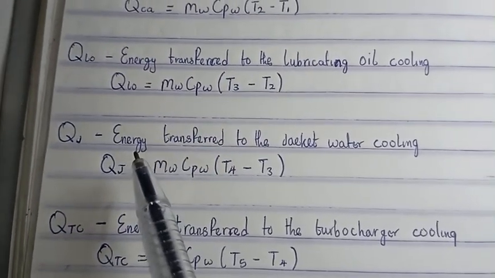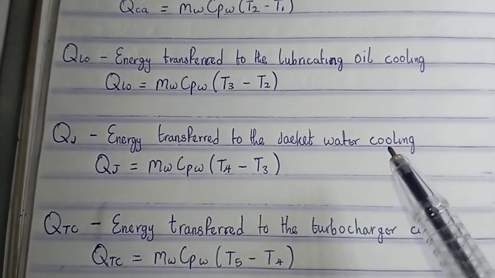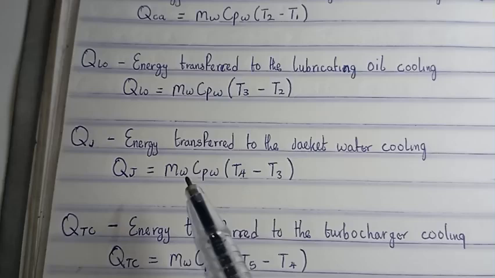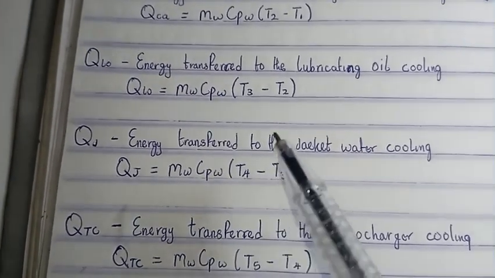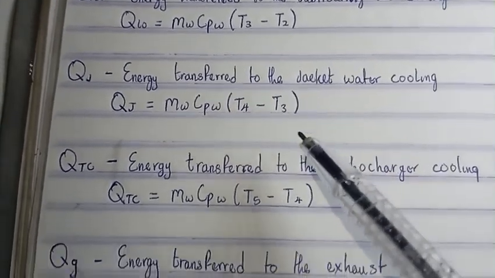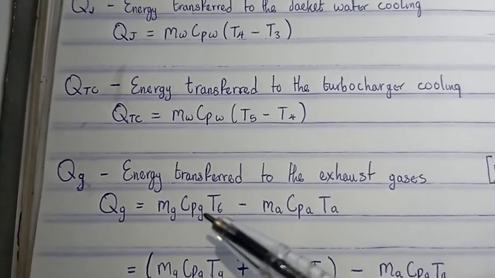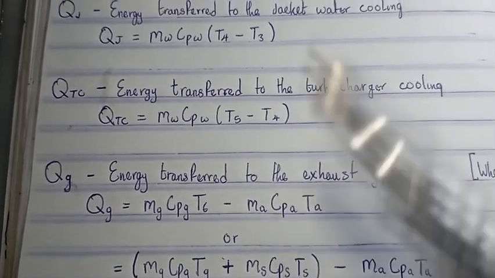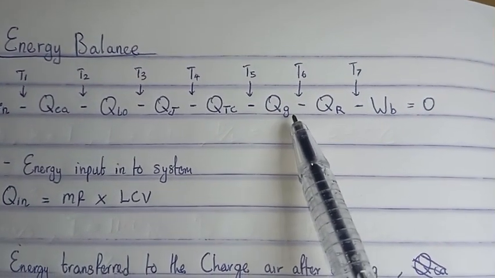The same thing goes for your energy transferred to the jacket's water cooling, that is your QJ is equal to your MW times your CPW, open bracket, T4 minus T3. It goes the same for your turbocharger. It only differs when we get to your exhaust gas and your residuary gas. Now for exhaust gas, now this is at TC. Let's go up here.